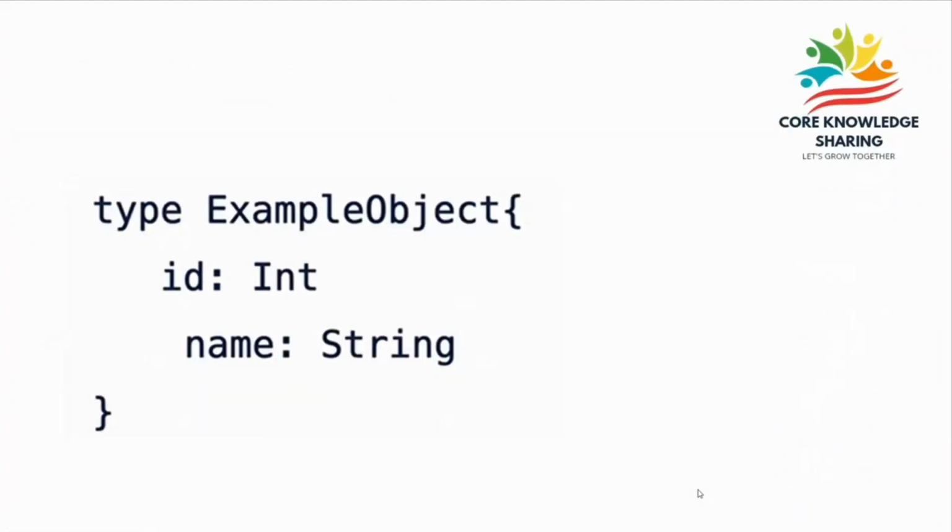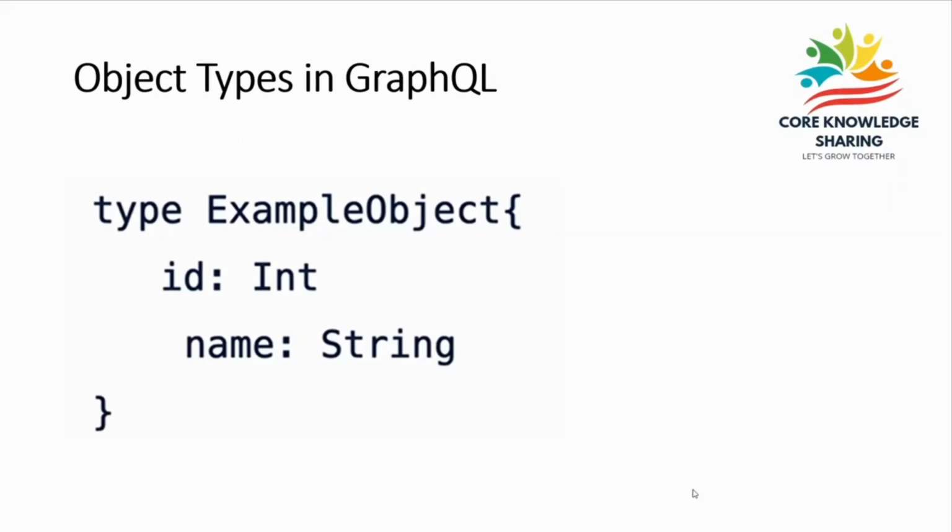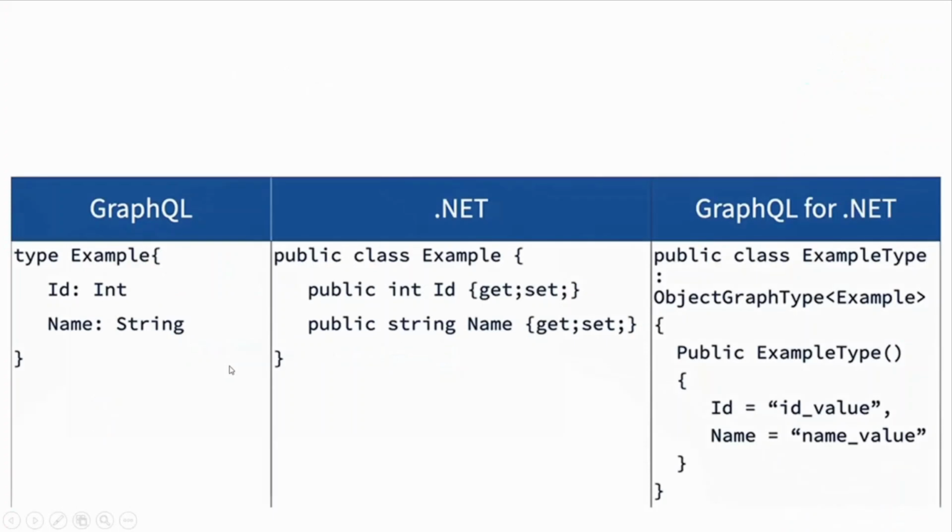Now, if we take a basic example for the object type in GraphQL, you have an example object in which you have two properties: ID that is of type int and name that is of type string.